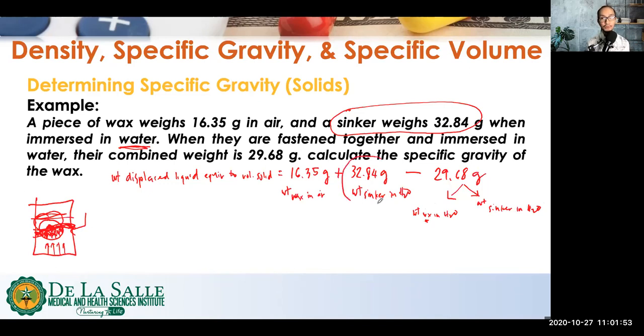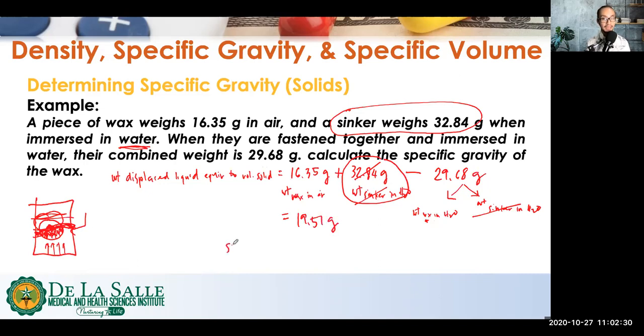Now, we know the weight of the sinker in water. So when we subtract it, the weight of the sinker in water will cancel out. What we will be left with is the weight of wax in air minus the weight of wax in water. That is now the weight of the displaced liquid, equivalent to the volume of the wax, which is our solid. So 16.35 plus 32.84 minus 29.68 is equivalent to 19.51 grams.